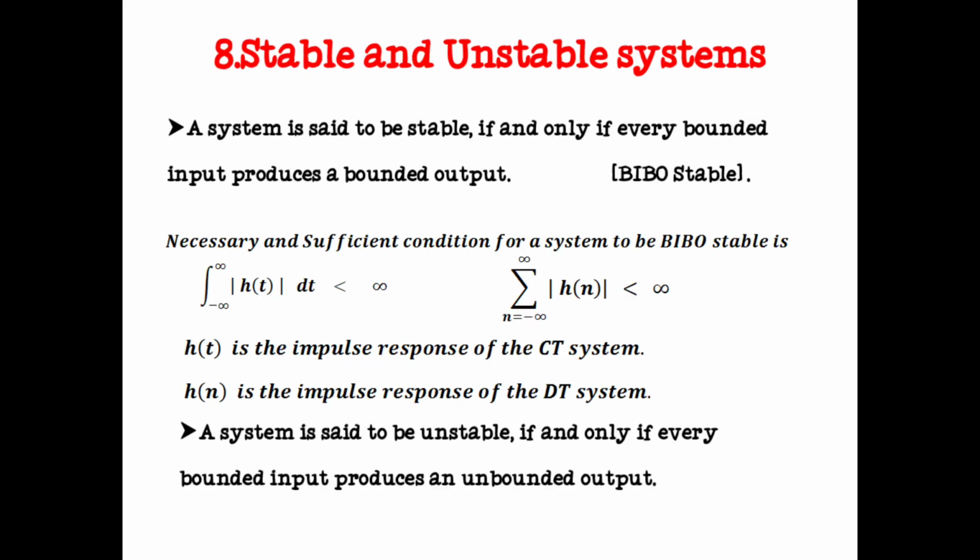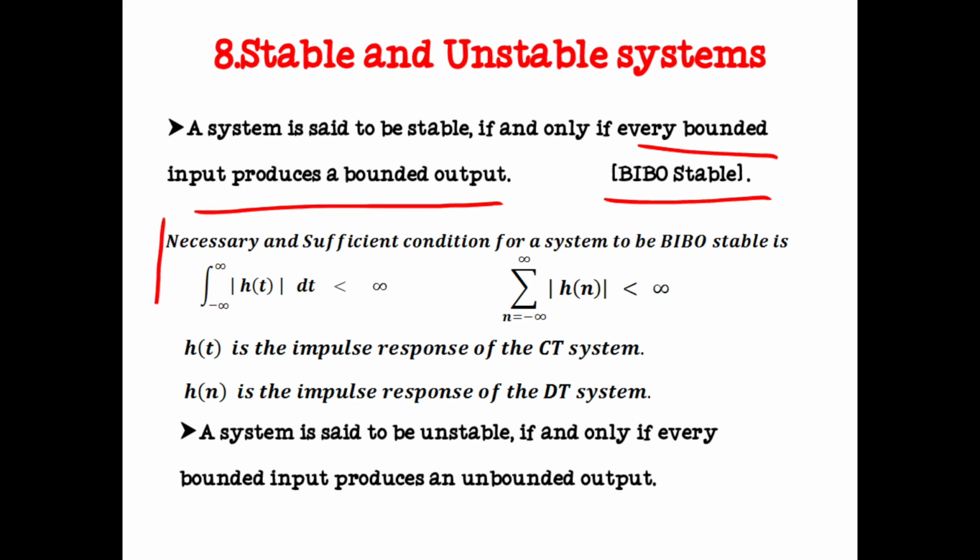Stable and unstable system. A system is said to be stable if and only if every bounded input produces a bounded output. It is otherwise called BIBO stable. B for bounded, I for input, B for bounded, O for output. So this is BIBO stable.